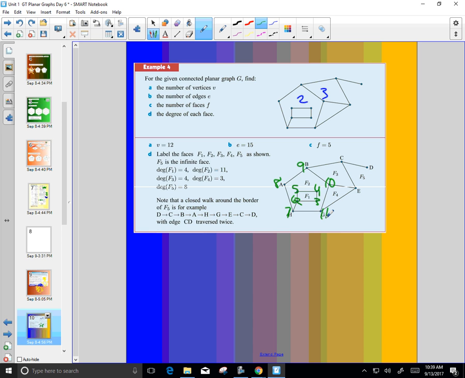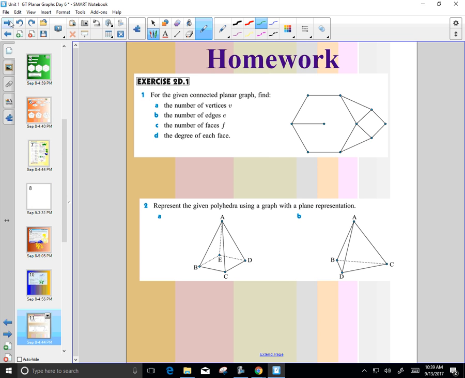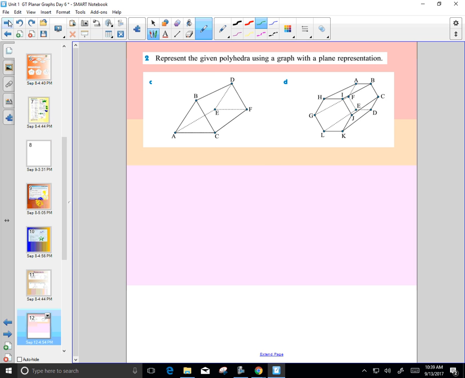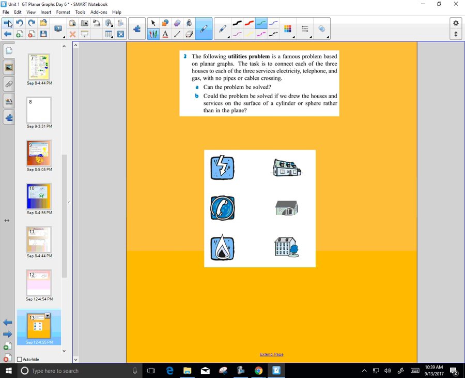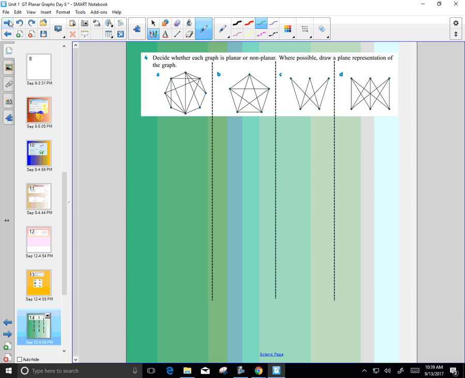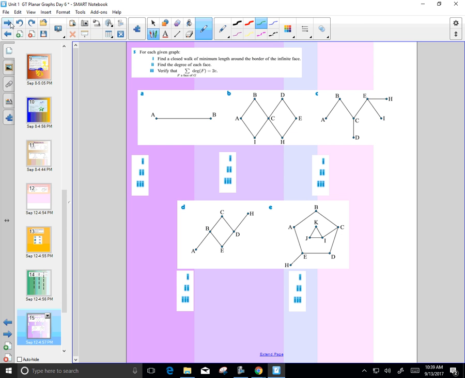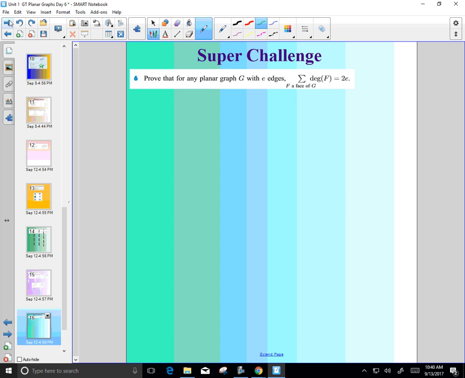All right, so for homework, you're going to answer those questions, rewrite the polyhedra, and do the utilities problem we've talked about before. Decide whether these are planar. If possible, draw it. Great test questions is drawing things as planar. Look at some verification of some ideas here. And that's it for tomorrow. Quiz coming up on Friday.